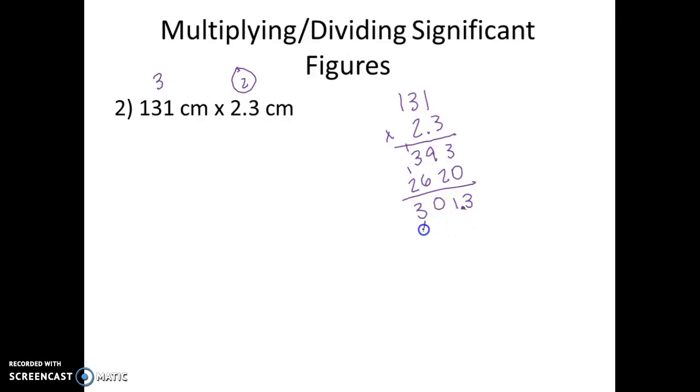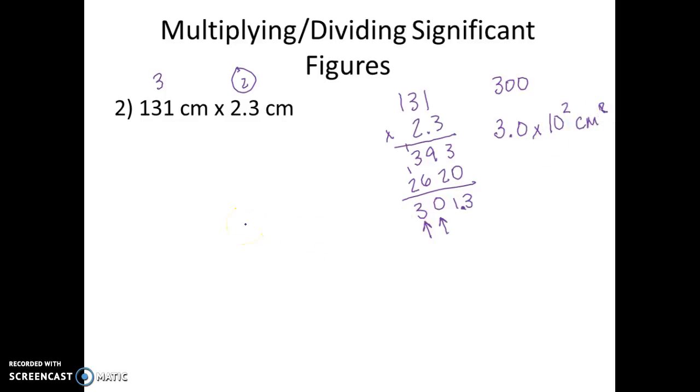Again, we can only have 2 significant figures. So in this case, because it rounds to 300, and there's not really a good way to make 300 have 2 sig figs, we need to write this in scientific notation. So 3.0 times 10, and that's 1, 2 places, so 10 to the second power, and that is centimeters squared again.